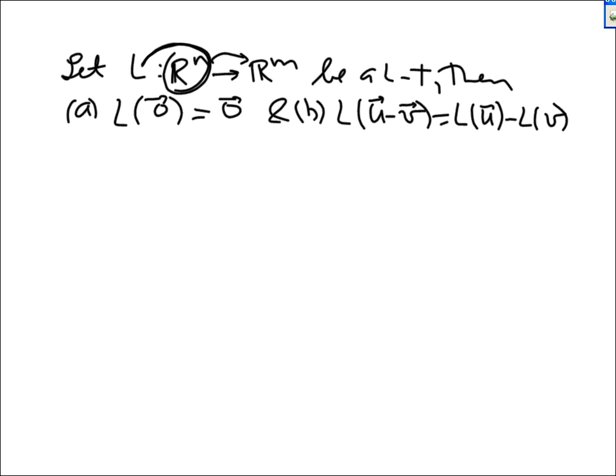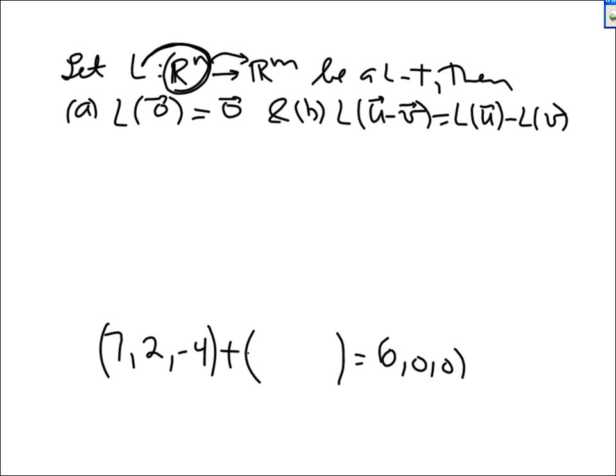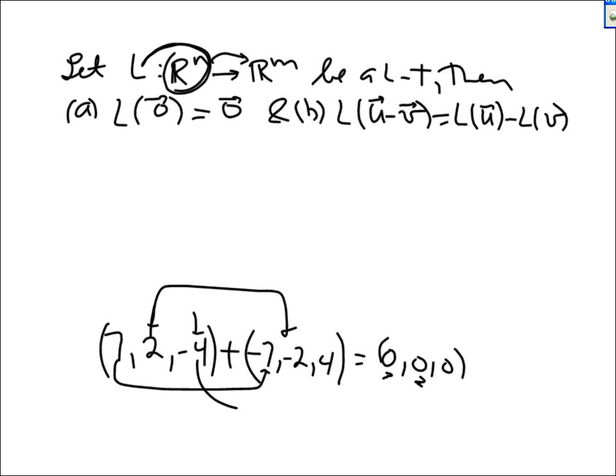If you have a vector in R3, (7, 2, -4), there is a vector that you can add to it to get back the zero vector: (-7, -2, 4). 7 and -7, 2 and -2, -4 and 4. When you add those two numbers, you get 0. Okay? So every vector has an additive inverse.